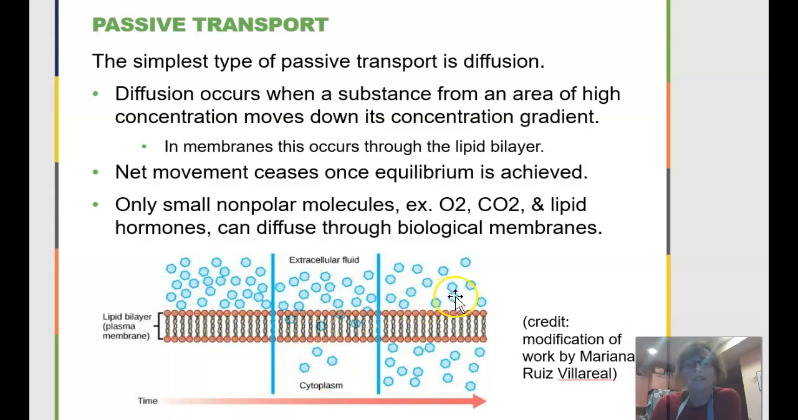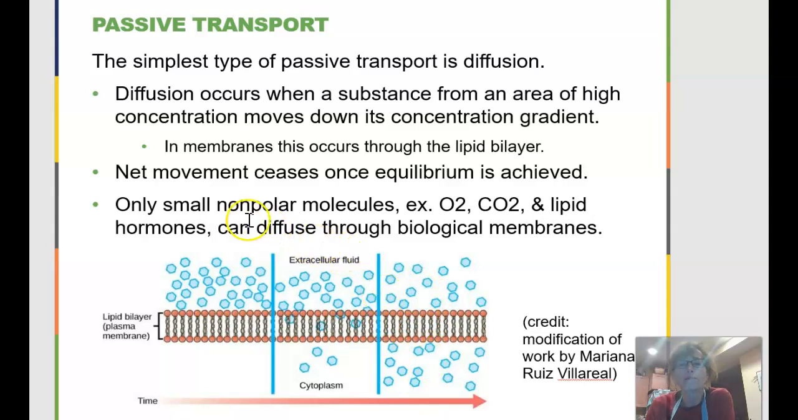And then ultimately passive transport will end up with this state we call equilibrium, where you're going to have approximately the same amount of particles on each side of the membrane. It doesn't mean that none are going in or none are leaving. It just means that there's no net movement. So you have kind of this relative balance here.